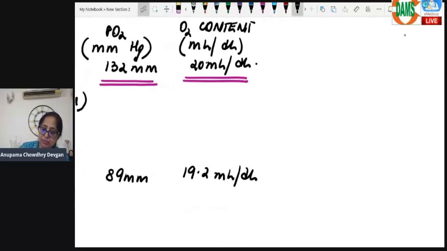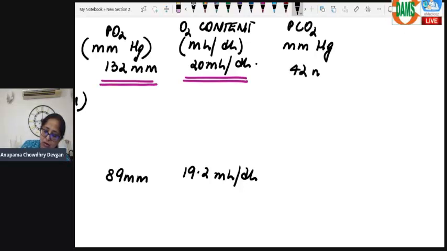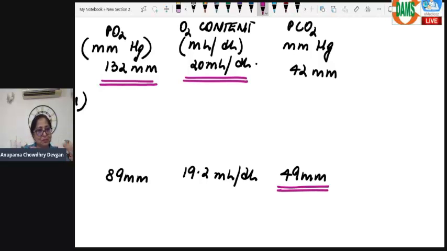If you see the PCO2, in millimeters of mercury, it is 42 at the apex and 49 at the base. PCO2 will be higher at the base because, as I told you, the VQ ratio is less than 1 and ventilation is less than perfusion. So there is incomplete oxygenation and incomplete removal of carbon dioxide, so carbon dioxide is higher at the base.